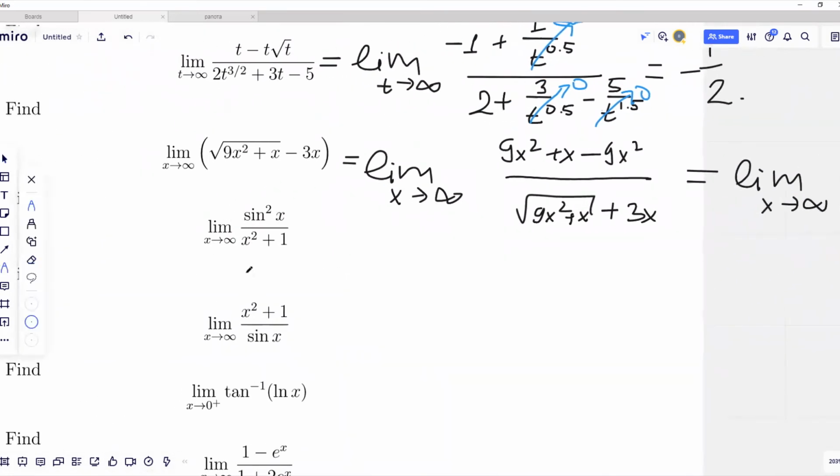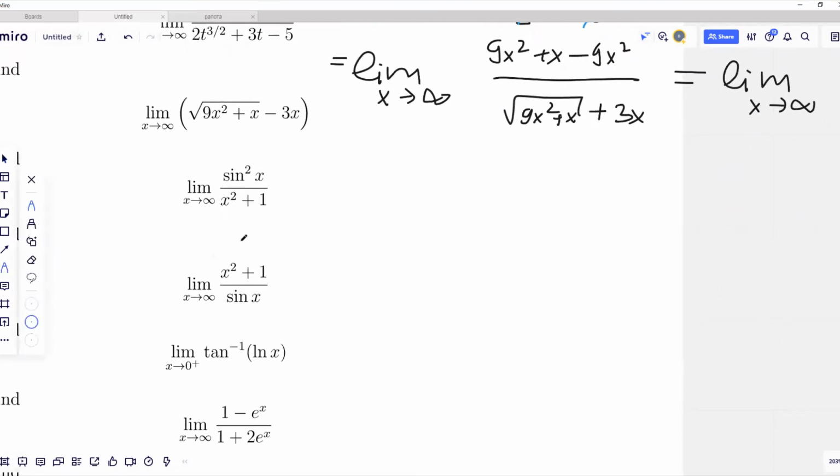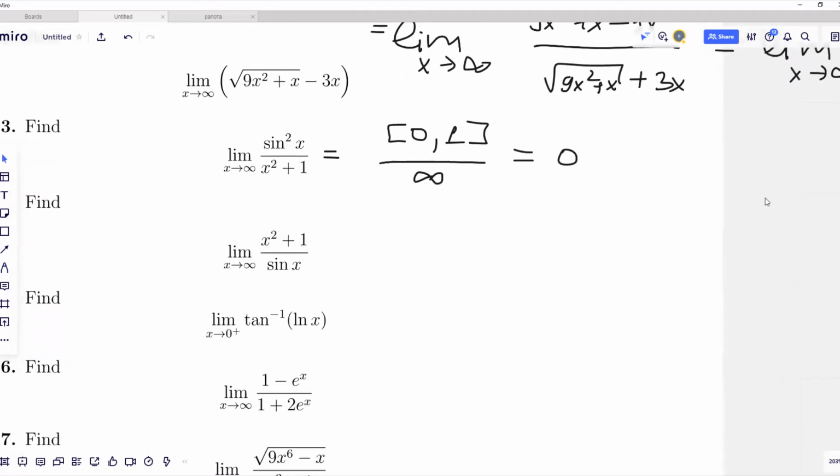Okay, next problem. So values of sine squared x when x goes to infinity are going to oscillate in the following interval from 0 to 1, and denominator blows up, goes to infinity. So the answer here is 0. Okay, so next limit.